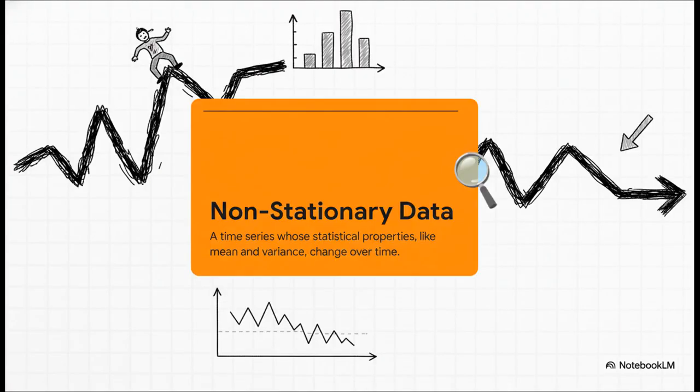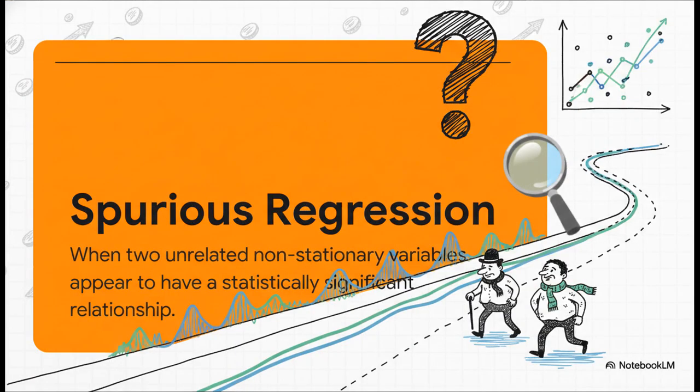So what's causing this illusion? Often, it's something called non-stationary data. The easiest way to think about this is to imagine a variable that doesn't have a steady average it always comes back to. Instead, it just kind of wanders off, like a drunkard stumbling down the street with no particular destination. A lot of big economic indicators, like GDP, do exactly this. Now, what happens when you try to draw a line between two of these wandering variables?